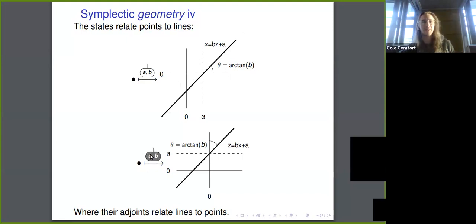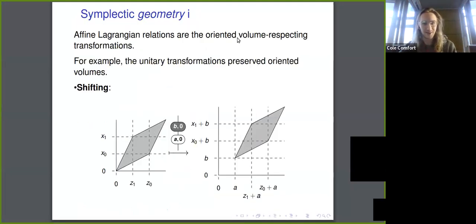And similarly for the X spider version, you're doing the same thing, but now the shift is in the X direction rather than the Z direction, and the angle is now measured from the X line and not the Z line. And then if you were to take their adjoints, so the effects, then what it would do is take the line and relate only the points on the line to a point, and everything else is undefined. So really, these phases are lines, and the things between them are the transformations that preserve volume.